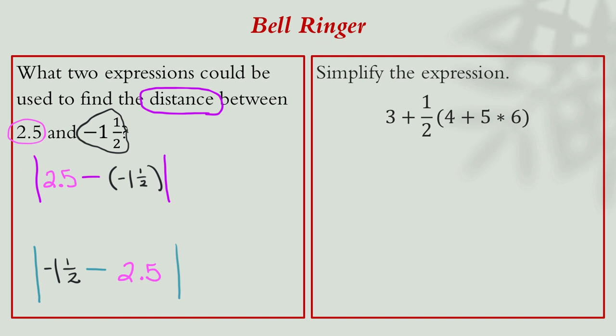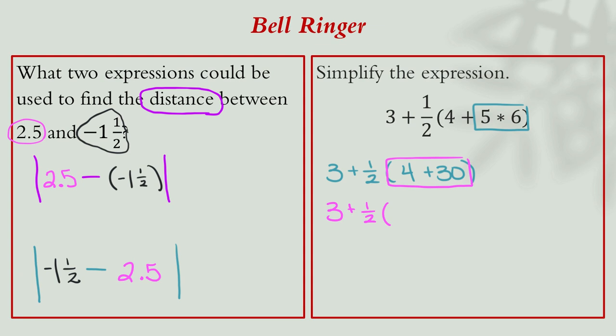Okay, the next one, we want to simplify the expression. So we need to follow some order of operations. First step, you're going to do 5 times 6. So 3 plus 1/2, parenthesis 4, and 5 times 6 is? 30. Next step, 30 plus 4. We will do the rest of the parentheses. So we have 3 plus 1/2, and in parentheses now is? 34. Very good.